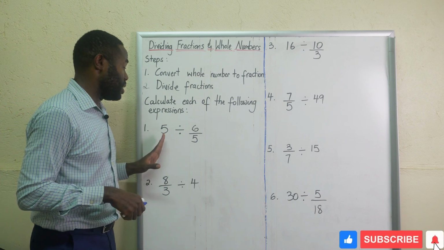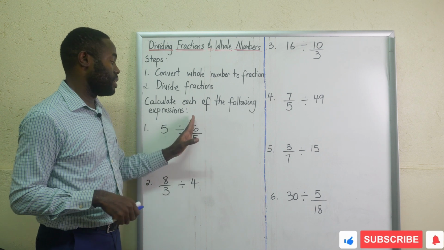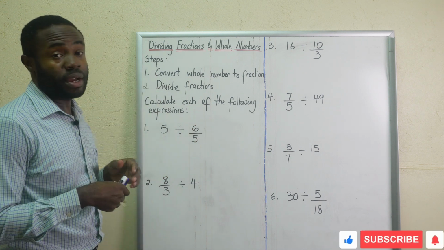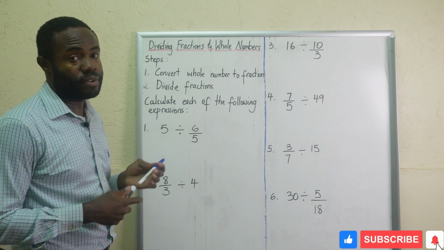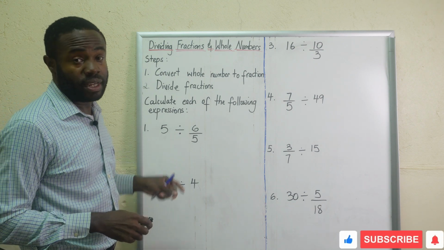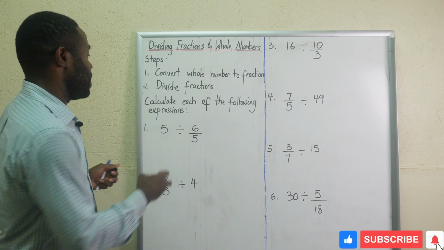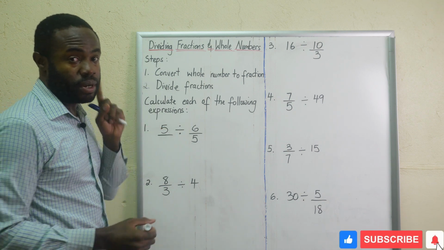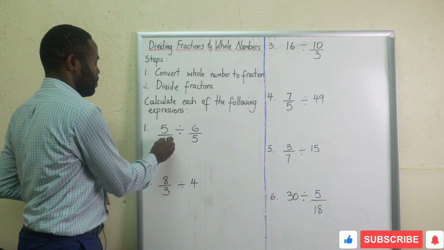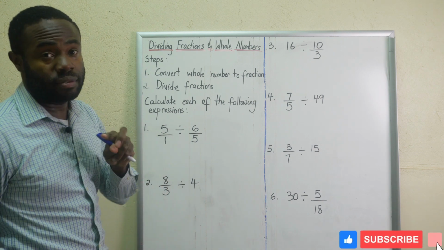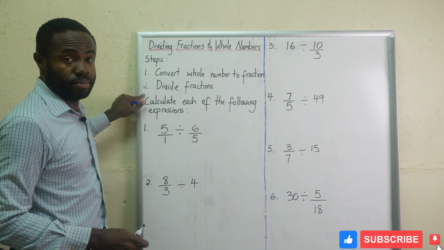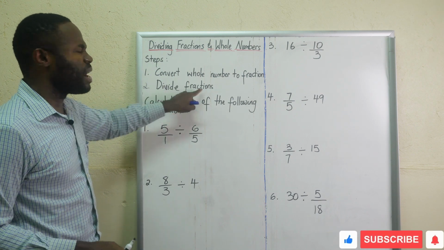So the first question is 5 divided by 6 over 5. Now the first step is for us to convert the whole number to a fraction. The whole number in this case is 5. And again, we convert it to a fraction by dividing by 1. That is a fraction bar, then 1. So now we have two fractions. And this is where we start at step 2, where we divide fractions.